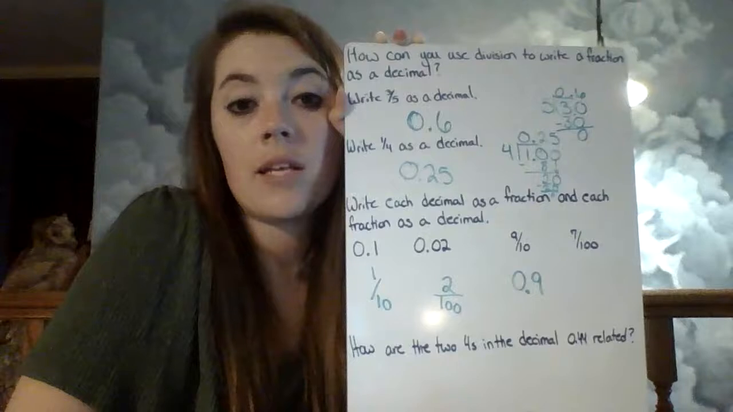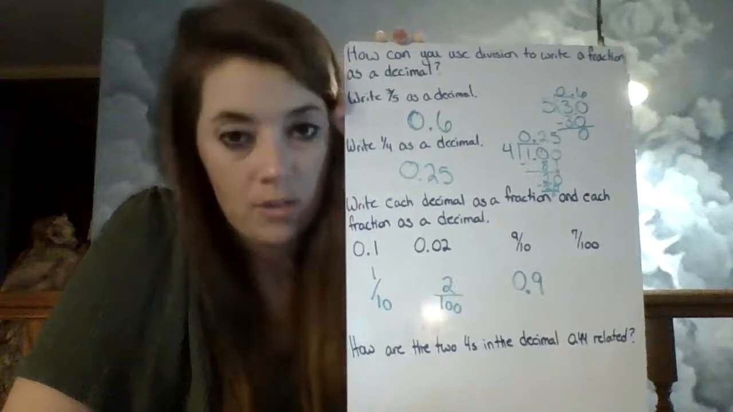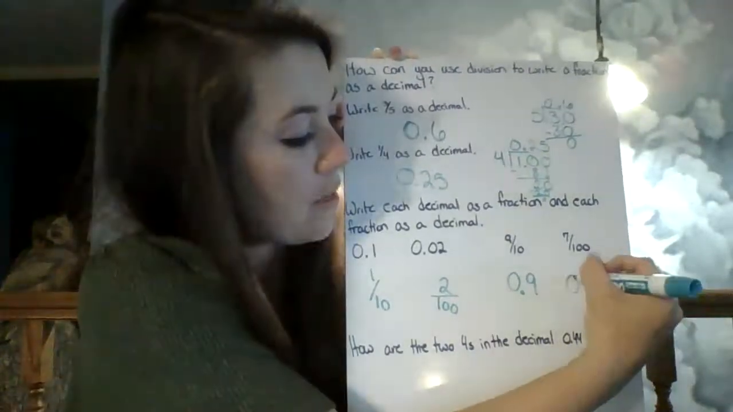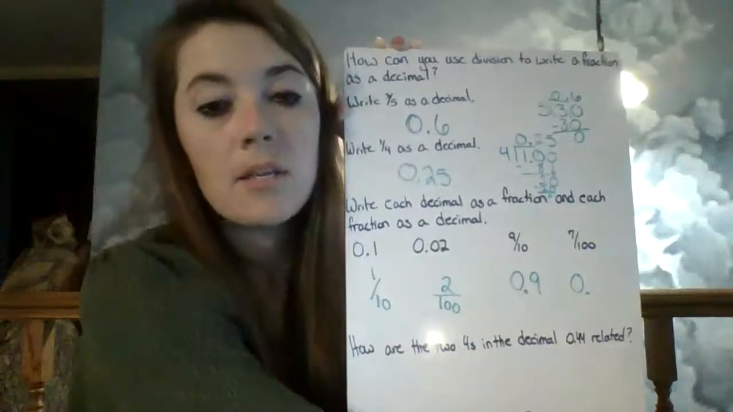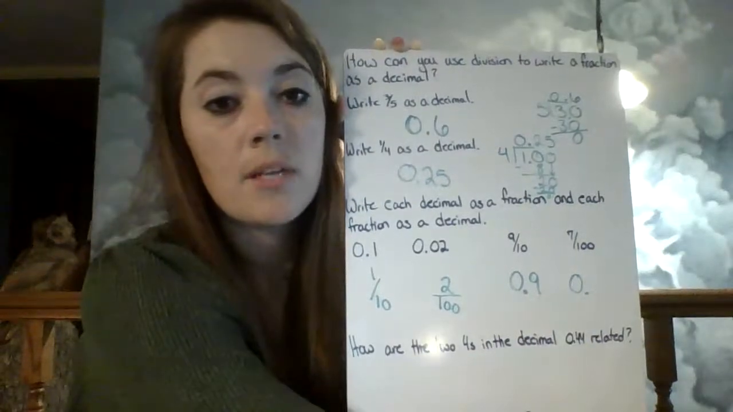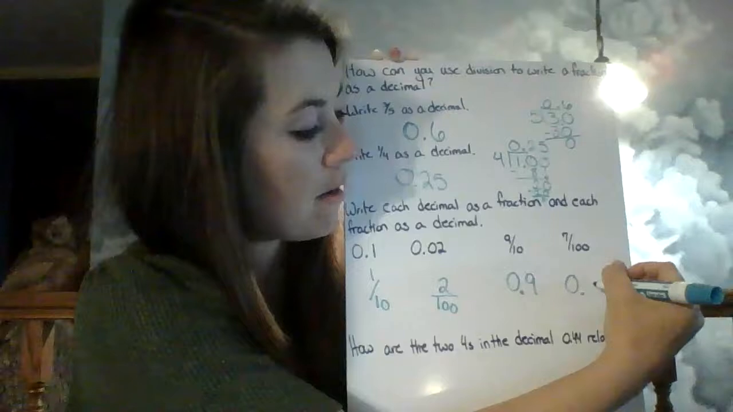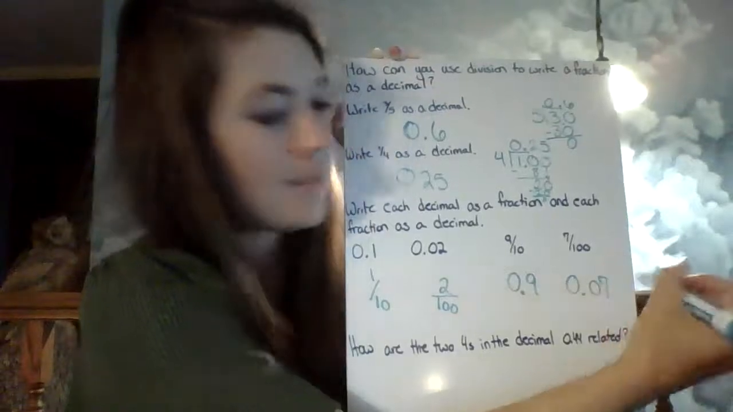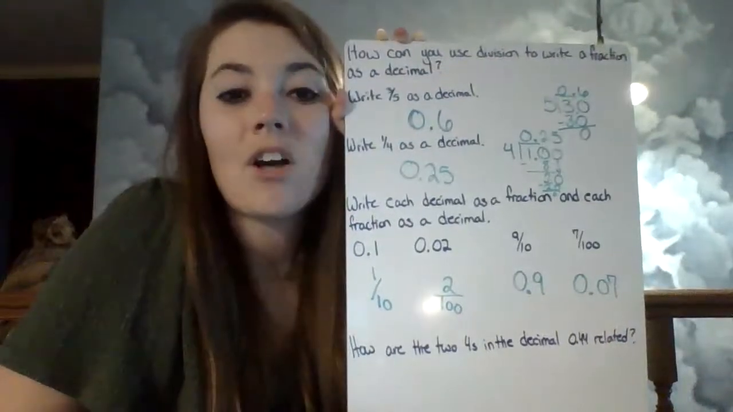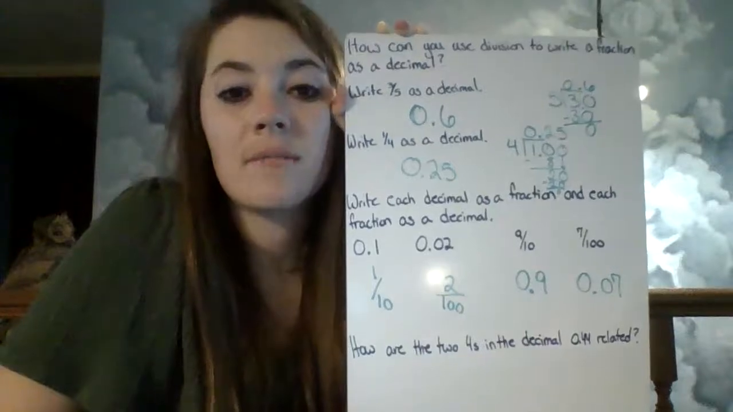7 over 100 gives us 7 hundredths. So we're going to have 0 point. Did we put a 7 next, or do we have to put a 0? We put a 0, so we have 0.07. So we have our 7 hundredths.